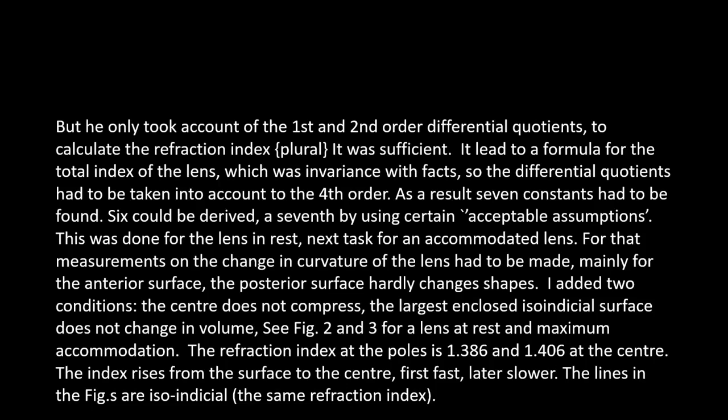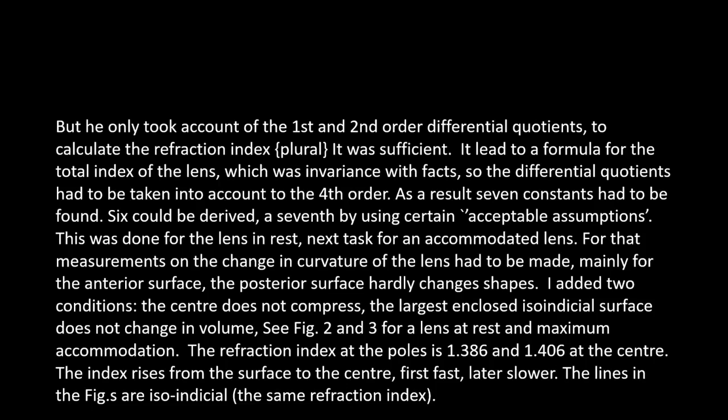So the differential quotients had to be taken into account to the fourth order. As a result, 7 constants had to be found. 6 could be arrived at, and a 7th by using certain acceptable assumptions. This was done for the lens at rest. The next task was for an accommodated lens. For that, measurements on the change in curvature of the lens had to be made, mainly for the anterior surface. The posterior surface hardly changes shape.